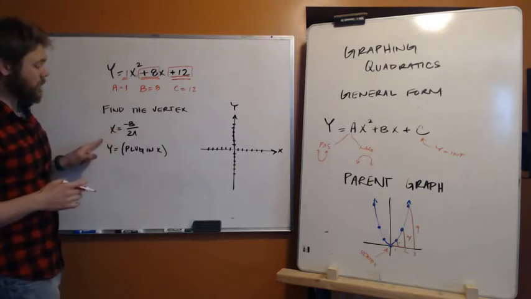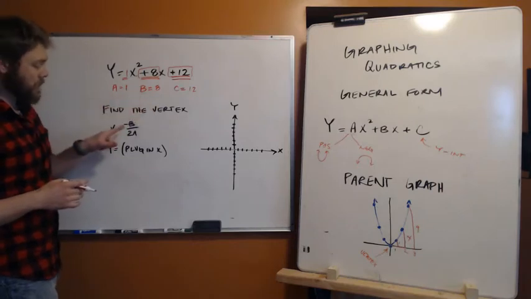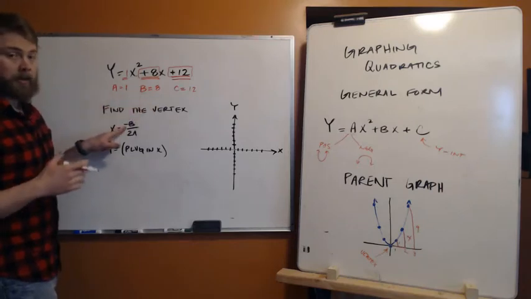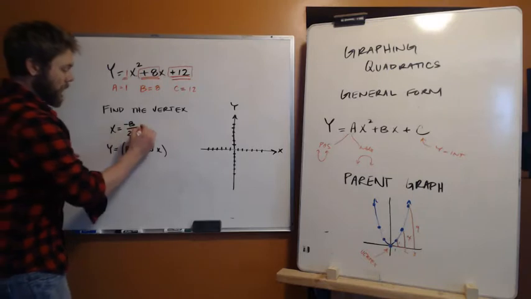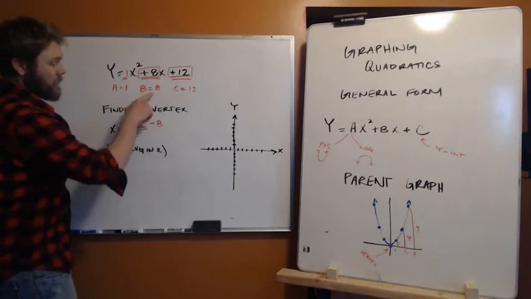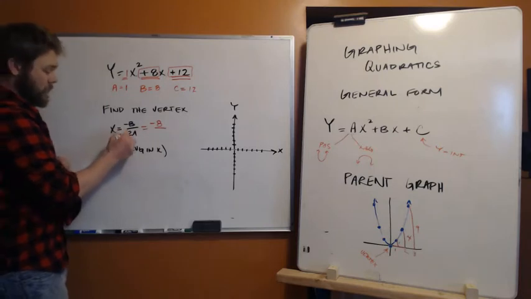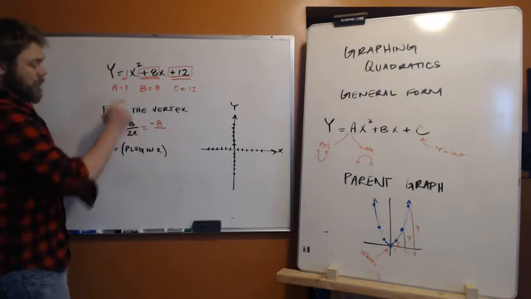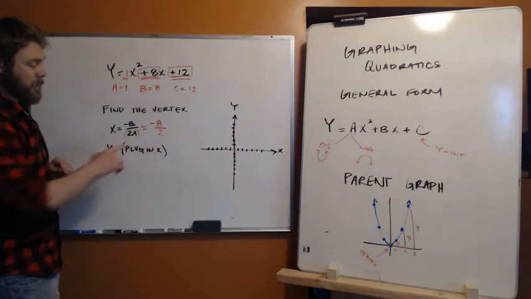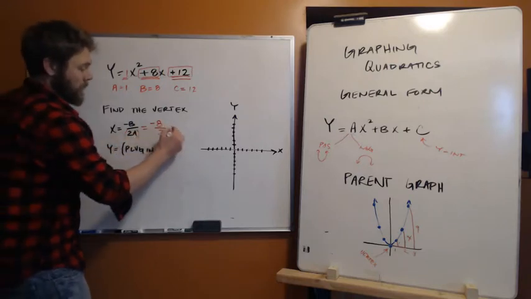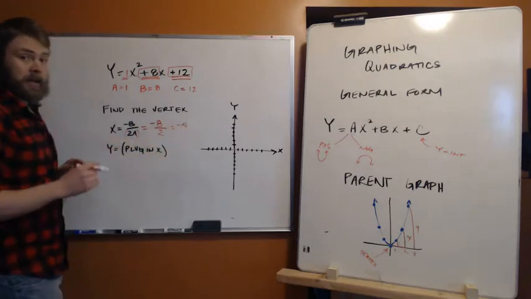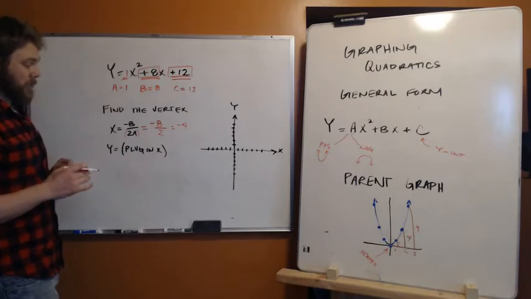So if we use this, b is 8, but there's a minus sign. There's a negative as part of the formula. So when we go to write this, that'd be negative 8 divided by 2 times the a number. So I'm going to go ahead and do that. 2 times a is 2. Negative 8 divided by 2 is negative 4. Okay, that's the x of the vertex.